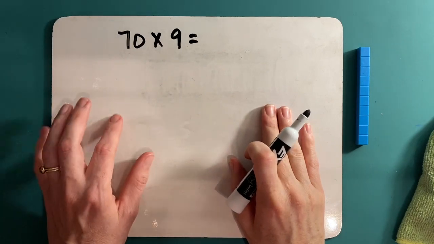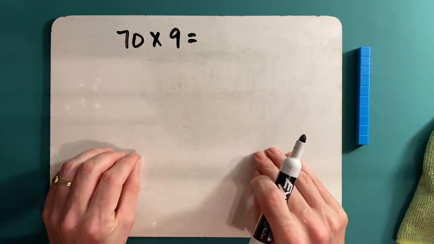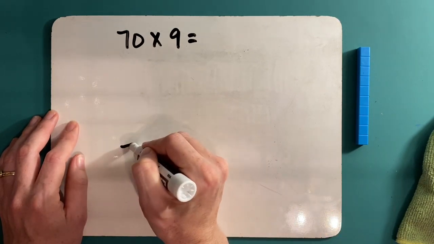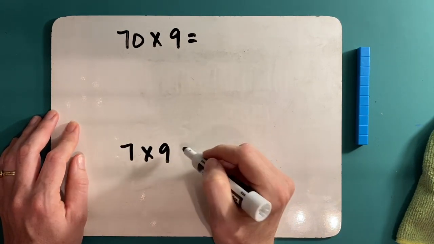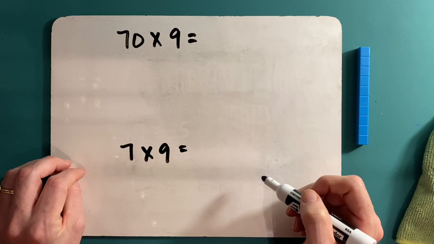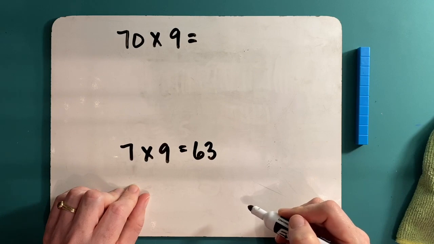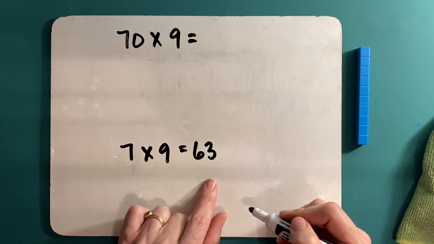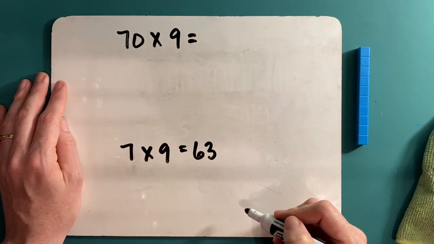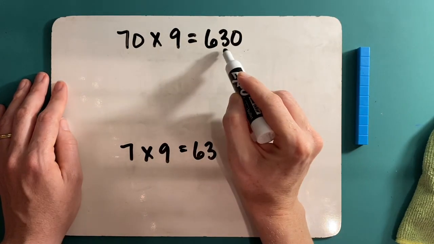Okay, this is going to be our last practice. 70 times 9. What basic fact can you use to solve 70 times 9? You could use 7 times 9. And what does 7 times 9 equal? 7 times 9 equals 63. So if 7 times 9 equals 63, what is 70 times 9? 630, or 63 tens.